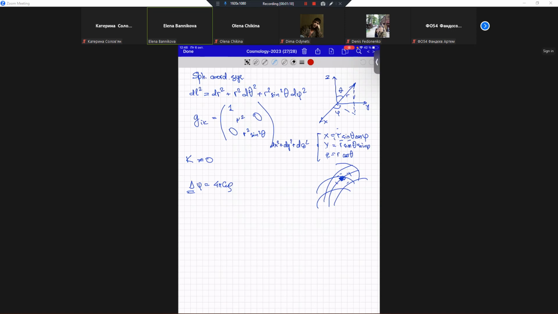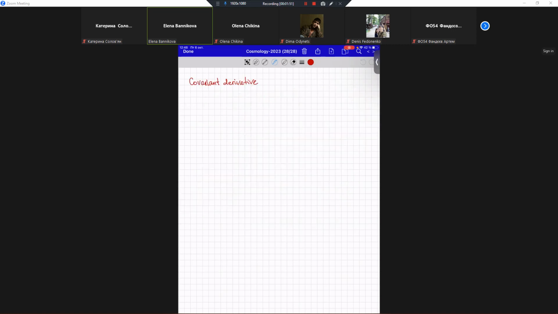for curved space. In the left part here we have the Laplacian, and the Laplacian, as we understand, is the second derivative, and we need to find the corresponding operation which works in curved space in any reference system.